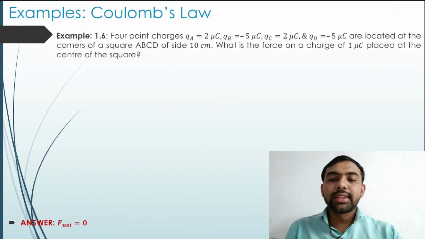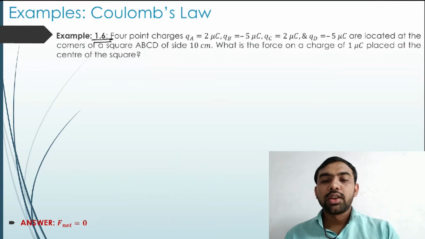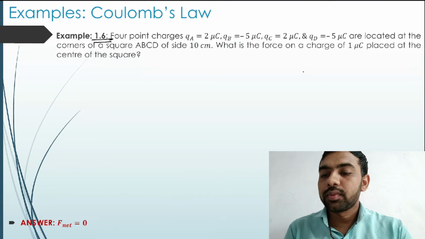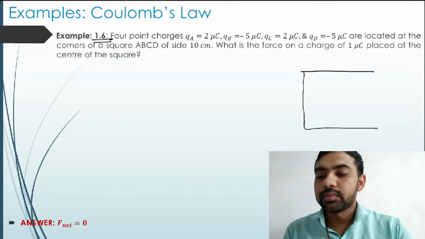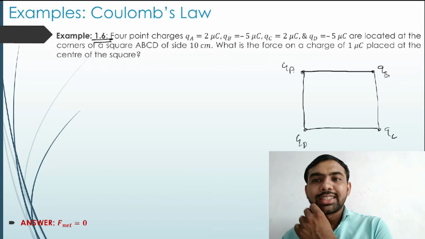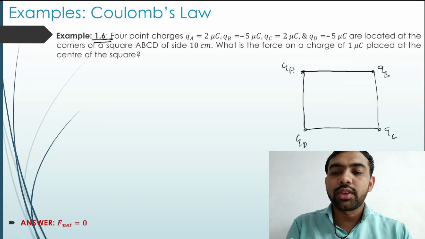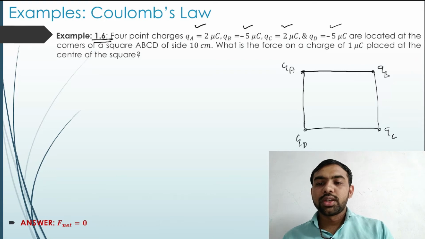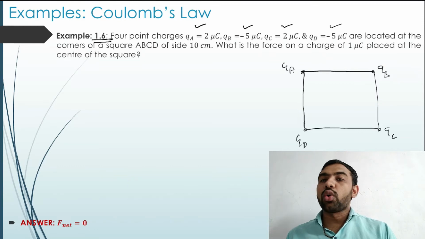Let's see the next example, example number 1.6 from the textbook again. Four point charges QA, QB, QC and QD are located at the corners of a square ABCD of side 10 cm. Let's consider that it is a square. These four charges are placed like this, and their magnitudes are given: QA 2, QB minus 5, QC 2 and QD minus 5 microcoulombs. The side is 10 cm. What is the force on a charge of 1 microcoulomb placed at the corner of the square?